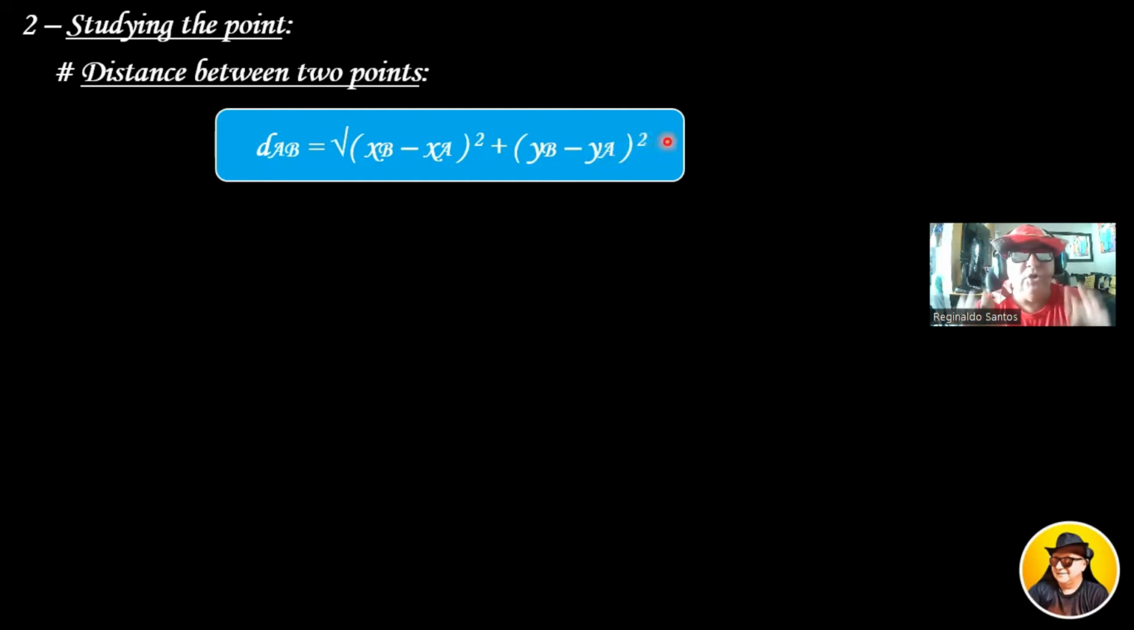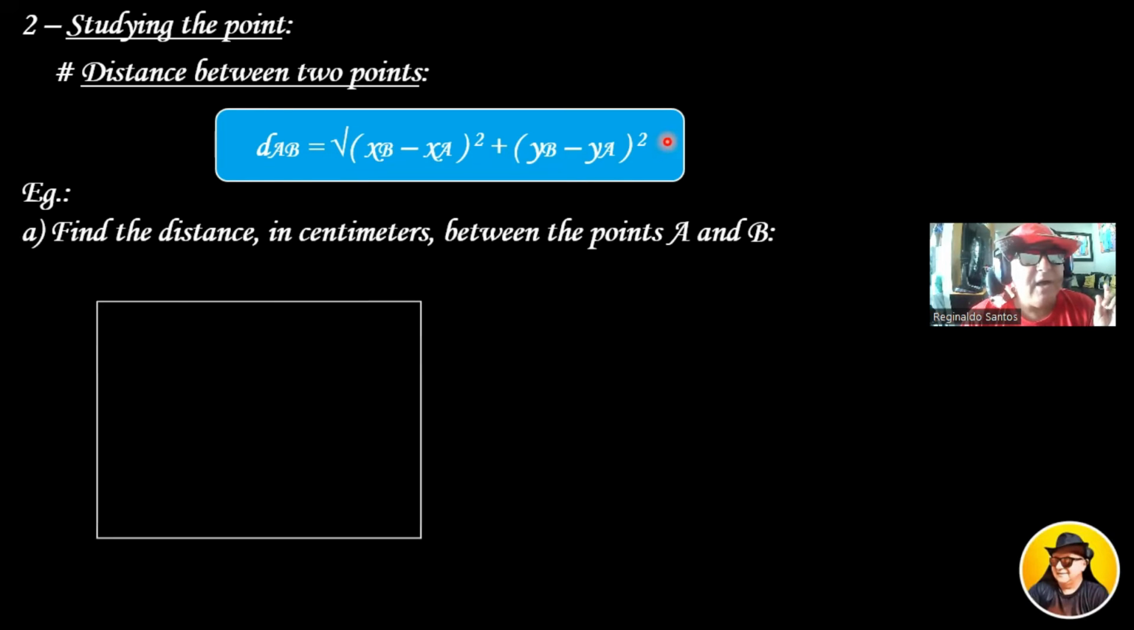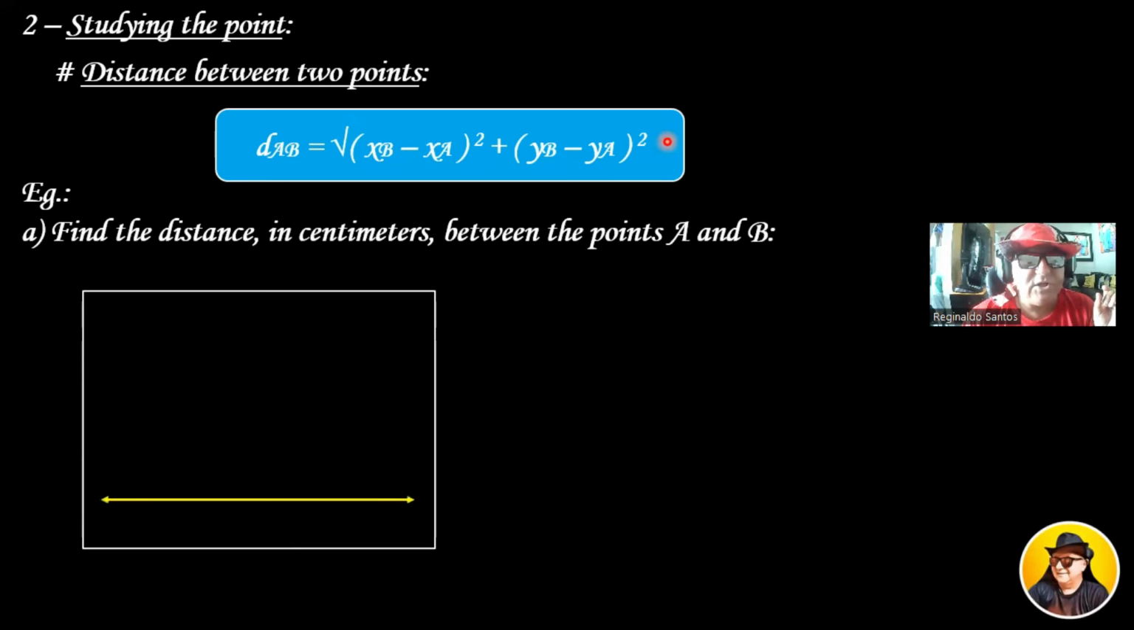Let's see how to apply it in some examples. We have 2 examples, and we are going to understand how to do it. Find the distance in centimeters between the points A and B. I'm going to give you the Cartesian plane.